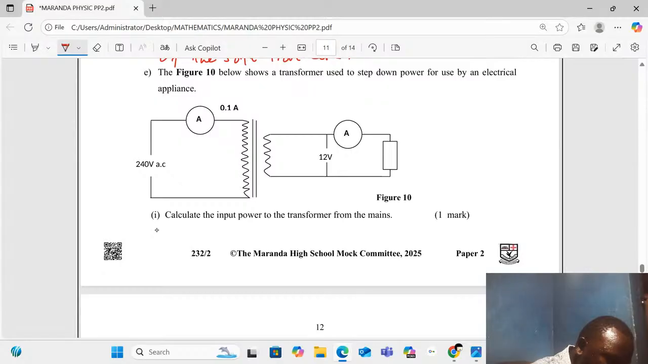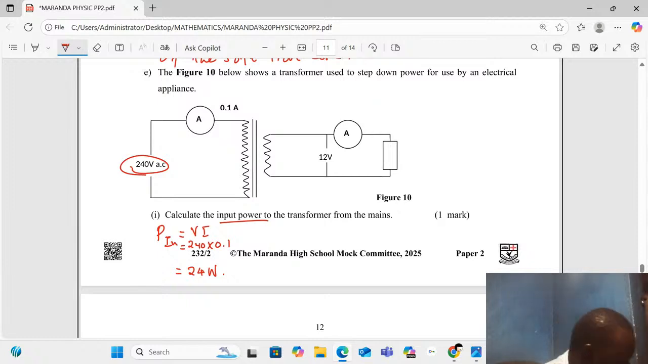So our power input is the same as the voltage times I. And which voltage is this? It is 240 times 0.1. And this is going to give us 24 watts.